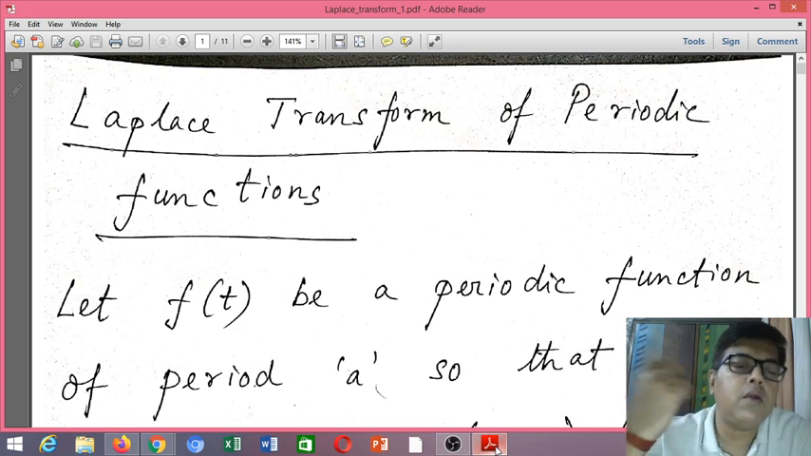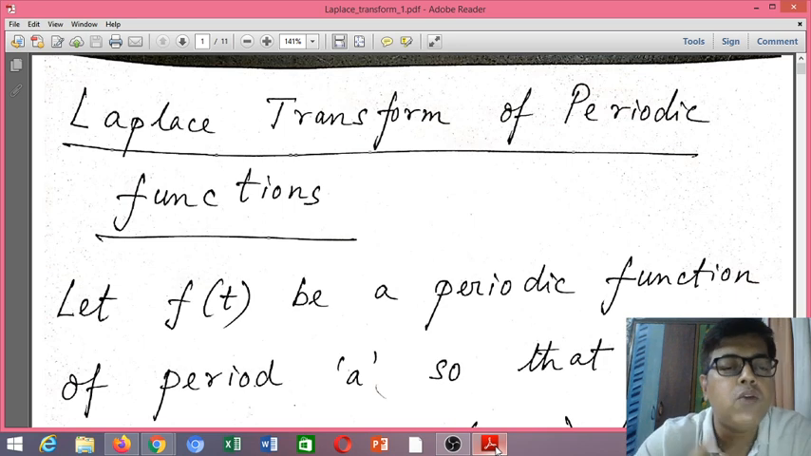Then again you increase by a unit of time, it becomes f(t + 2a), and at f(t + 2a) the function will be equal to f(t). This goes on. At t + 3a, again the function repeats. At t + 4a, again it repeats. It goes on repeating after every a units of time. If that happens, such a function is called a periodic function.